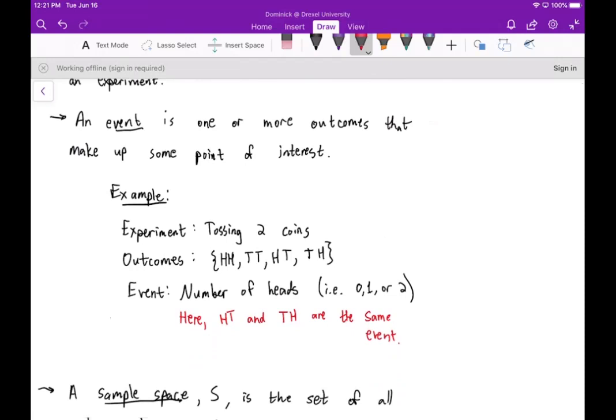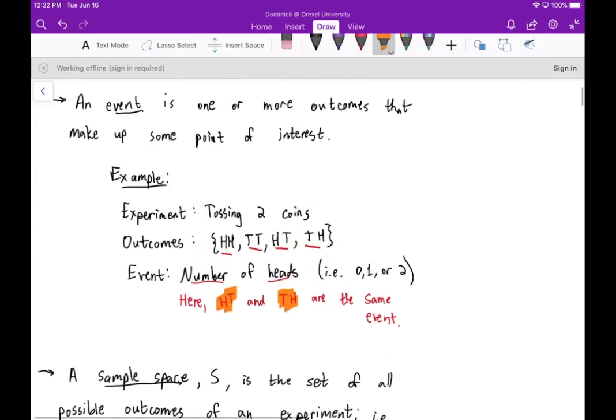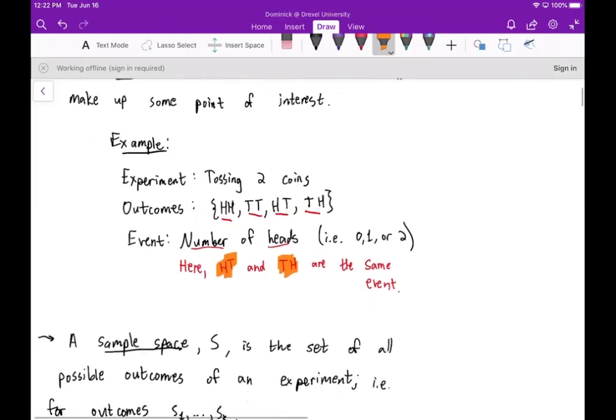So as an example, we'll say that the experiment would be tossing two coins. So then your possible outcomes are to get both heads, or both tails, or you could have a head and then a tail, and then a tail and then a head. Now, for example, an event could be the number of heads that come up, right? So you could either get 0 heads, 1 head, or 2 heads. And here, of course, heads, tails and tails, heads would correspond to the same event, right? Because they would both correspond to 1 head happening. So that's sort of the distinction between an experiment and then outcomes and events.